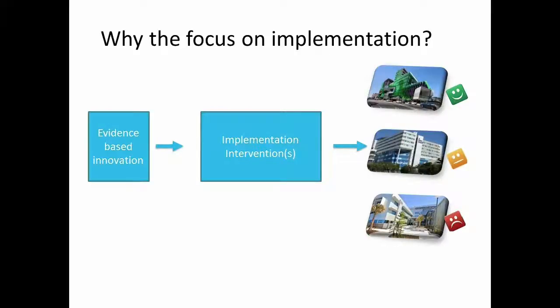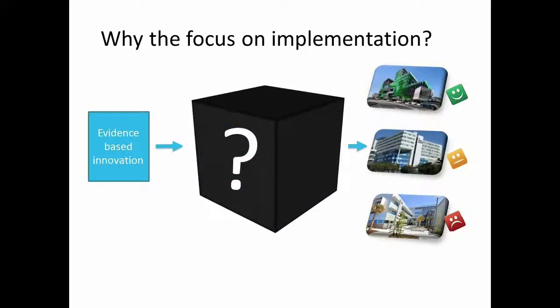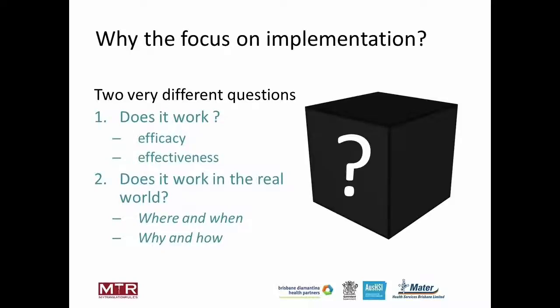So there's something that's happening in between the time you start implementing to the time you get to the end. And we like to say there's a black box there. We don't really know what's in there that's affecting the implementation. And we need to know what's in there if we're going to make some comment about it working and why it's working. So if you think about it in this way, there's 2 very different questions. Does it work? So that's the efficacy and effectiveness questions. Does your intervention actually work? Does it actually produce the results you're looking for? And does it work in the real world? Which would answer the questions where and when it works and why and how it works. And you need the answers to those questions in order to scale it up and roll it out.